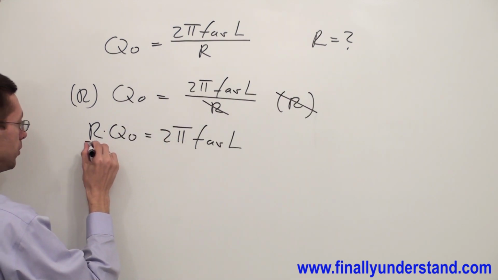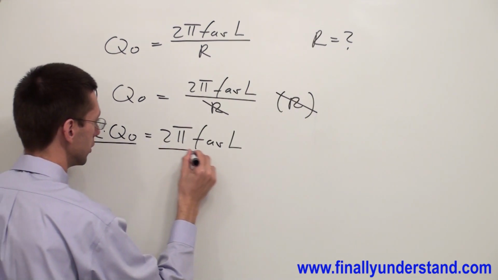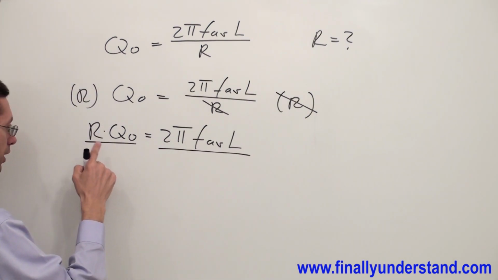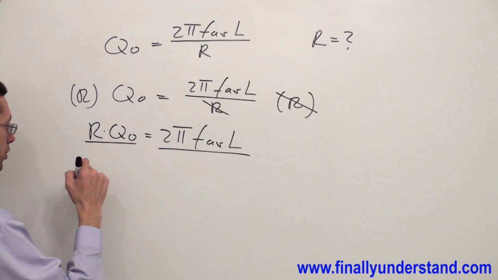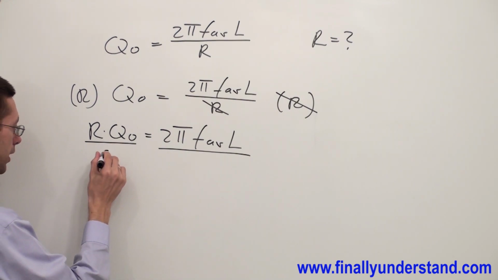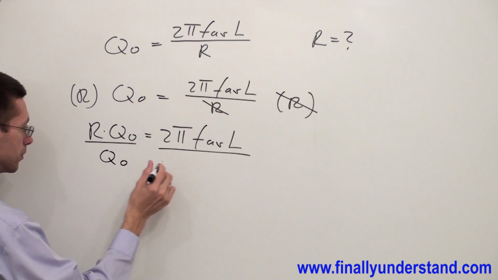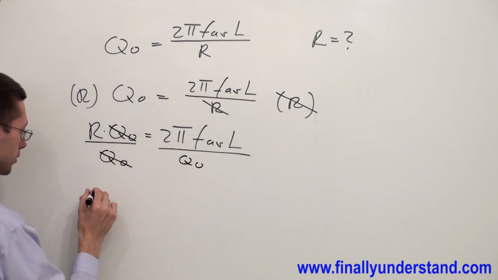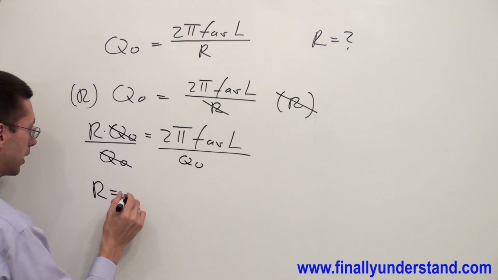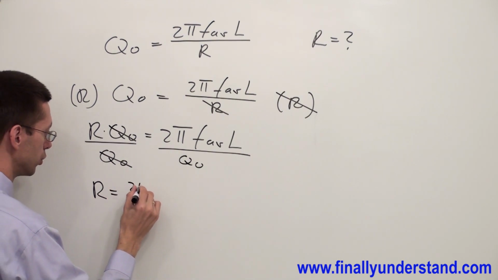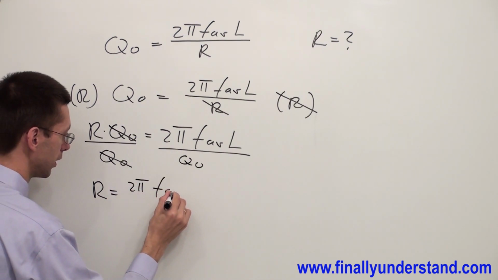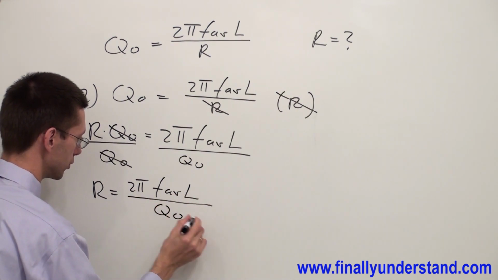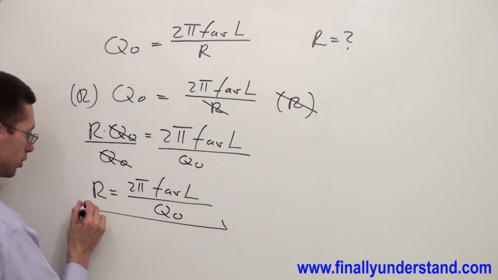So in order to eliminate multiplication, I have to use division. You always divide by the variable or the number which is next to the variable you're looking for. In this case, I have to divide both sides of the equation by q0. q0 and q0 will cancel out, and I'm going to have r equals 2 pi f a r l over q0. And this is the solution to my problem.